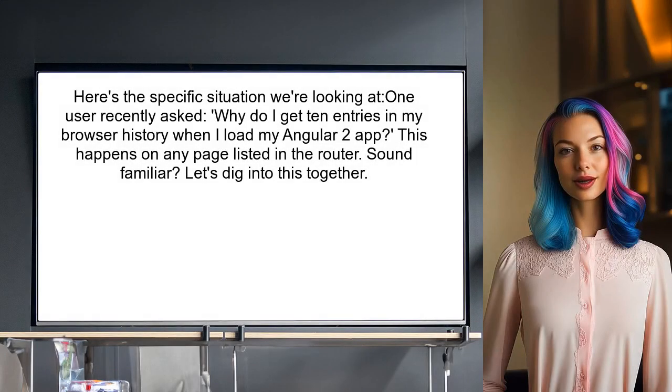Here's the specific situation we're looking at. One user recently asked, "Why do I get 10 entries in my browser history when I load my Angular 2 app?" This happens on any page listed in the router, whether it's the home page or the survey page. Sound familiar? Let's dig into this together and find a solution.